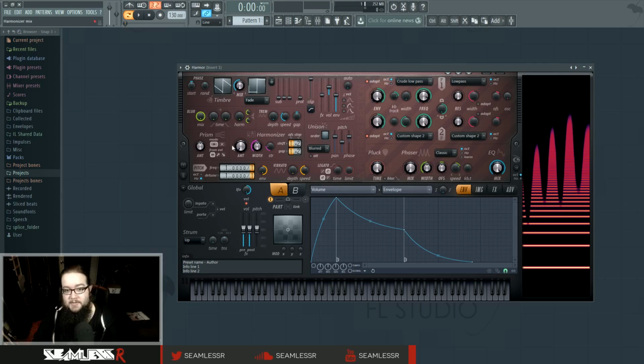And in fact, every piece of the additive synthesizer portion of Harmor has to do with three primary ideas. It controls the amplitude, like we just saw, the pitch, and the phase of every individual harmonic. And every single thing has something to do with messing around with those particular parameters.